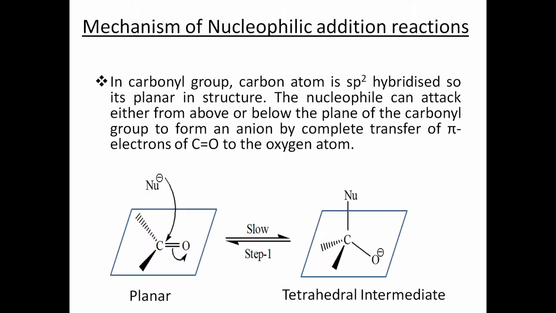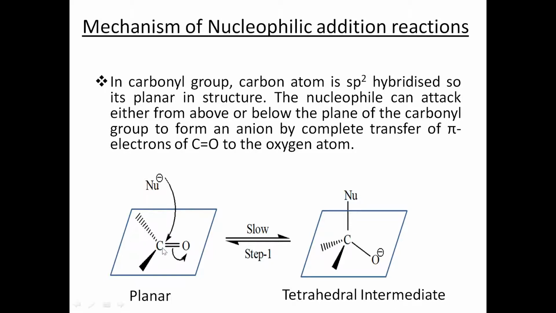Now we'll discuss the mechanism of nucleophilic addition reactions. This is carbonyl compound, carbonyl carbon, carbonyl group. Here the carbon atom is sp2 hybridized. And we know that sp2 hybridized carbon atoms are planar in nature. So this is planar compound. This group is planar in nature. So the nucleophile can attack either from the above or below the plane of the carbonyl group. So nucleophile can attack from above the plane or from below the plane. And the pi electrons will be shifting towards the oxygen.